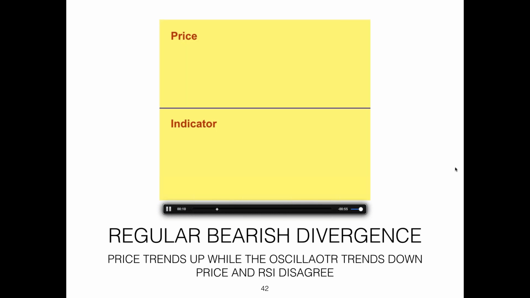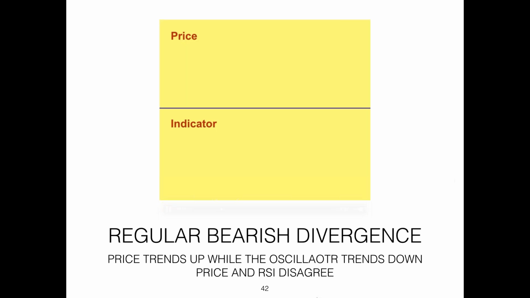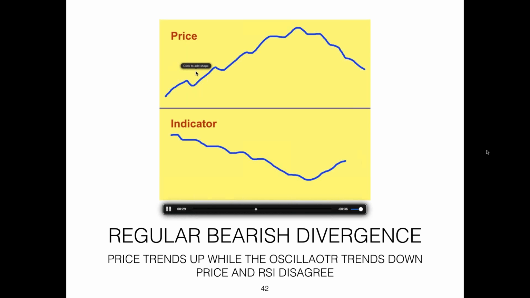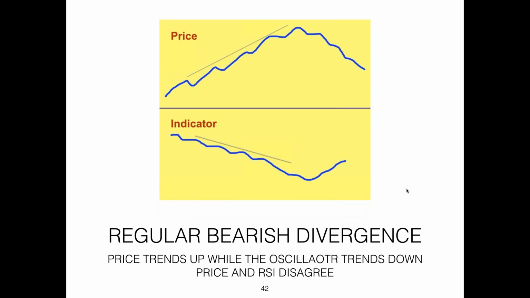So in this video, we see that the price is making higher highs while the indicator is making lower highs. So price is making higher highs, the indicator is making lower highs. Therefore, we have a regular bearish divergence. So this tells you that the market is about to reverse from uptrend to downtrend.